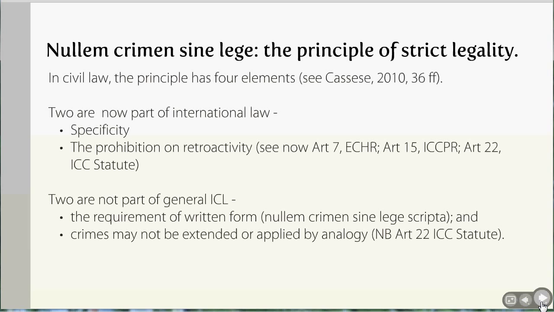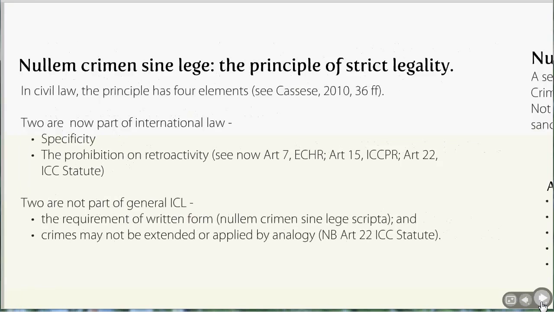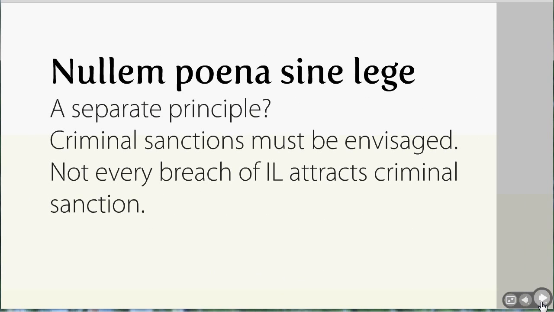There's also a separate principle in most national systems, nullum poena sine lege, which is the idea that criminal sanctions must have been envisaged at the time a rule was enacted. It's not enough that you've broken a rule to punish you criminally, it must have been a criminal rule to begin with. And an important point in international law is not every rule of, for example, the laws of war, envisages criminal sanction. So it might not be enough that someone has violated an article of the Geneva Conventions. We have to ask, well, is this violation criminalized as a war crime?